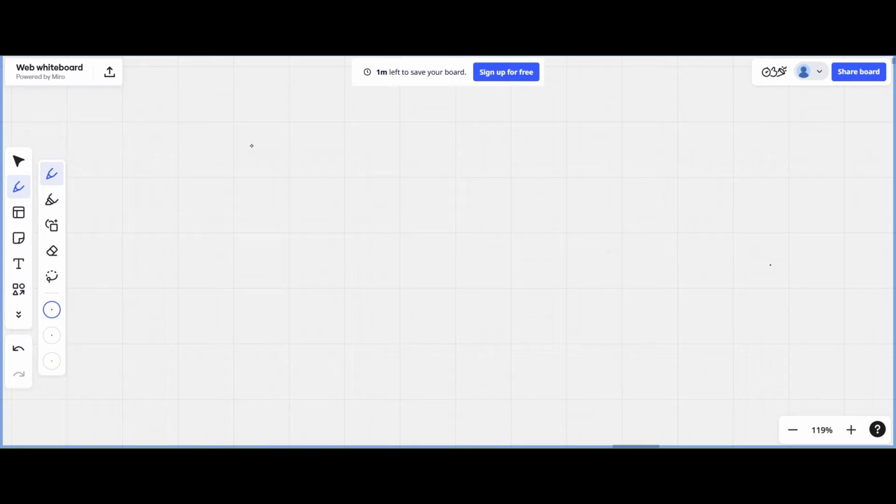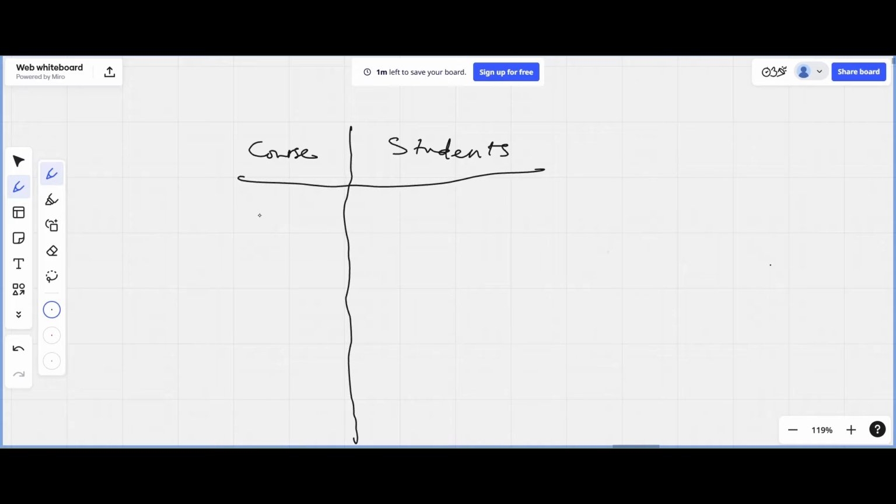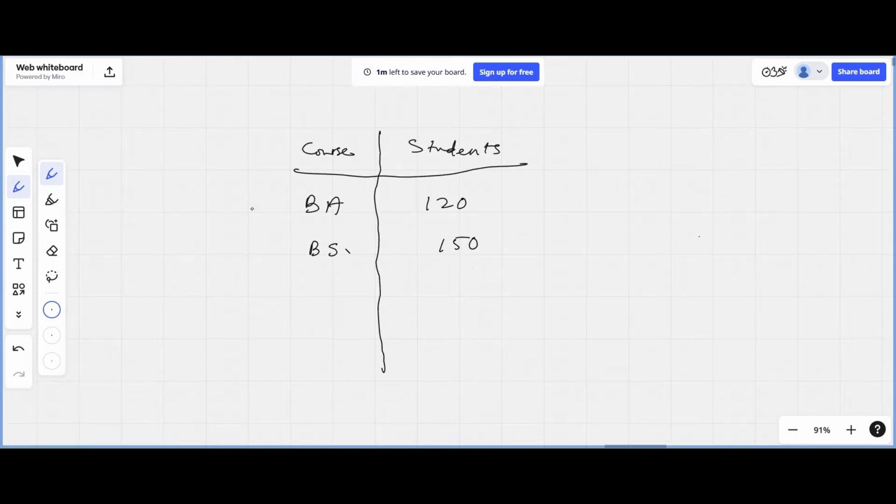So let's draw a chart. Course will be here and students will be here. I'll give this course BA. BA course, there are 120 students, and BSc course there are 150 students, and BCom there are 100 students. BBA, Bachelor of Business Administration, is 80, and next is BCA, Bachelor of Computer Applications, is 50. So this is the chart.